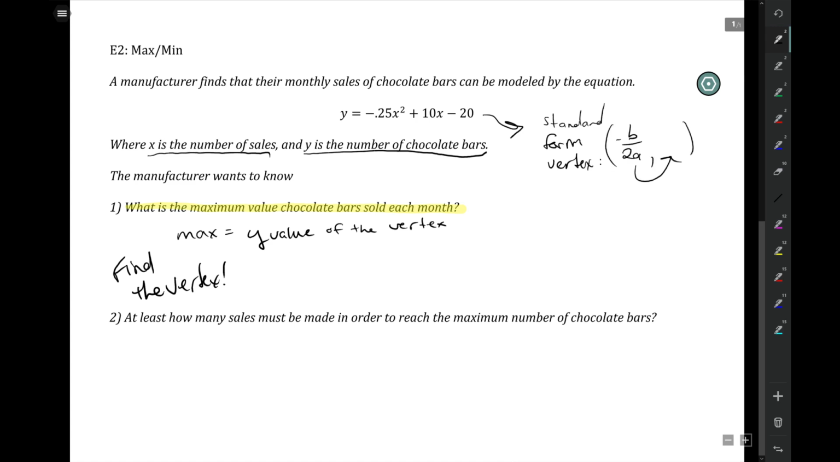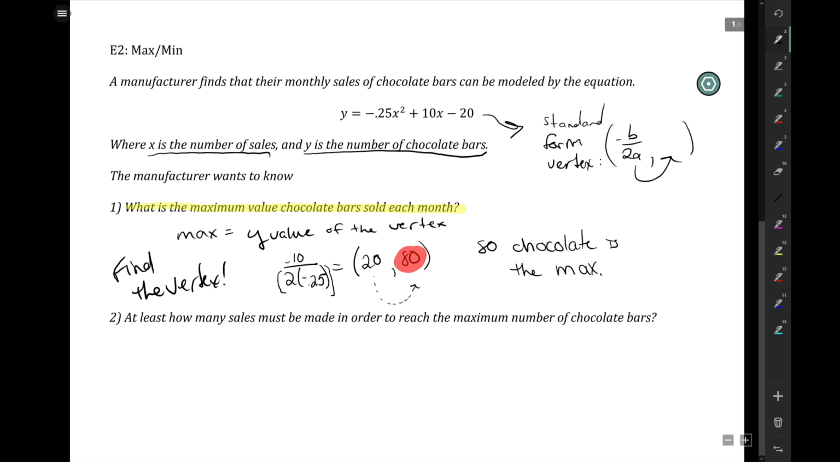Okay, so our b value is 10, so it's going to be negative 10 over 2 times a, which is negative 0.25. You do want to be careful substituting all this in. Negative 10 over this, make sure you put this in parentheses, is 20. Okay, substituting it back in, you get 80. And that's your vertex. Now, what's more specific is our chocolate bars is the second value. So 80 chocolate bars is the max.